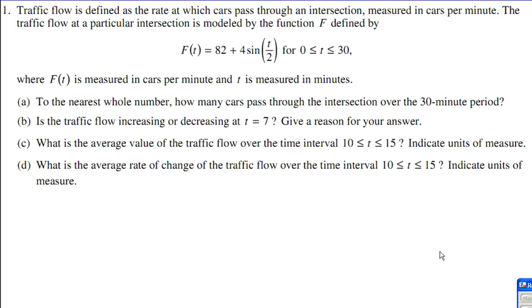Hello, class. So this is year 2004 questions. Now let's get started. Here we have traffic flow defined by this function, as you can see. Which cars pass through the intersection? Through an intersection, cars per minute. You see, the per represents the rate. Now, the traffic flow at a particular intersection is given in this way.